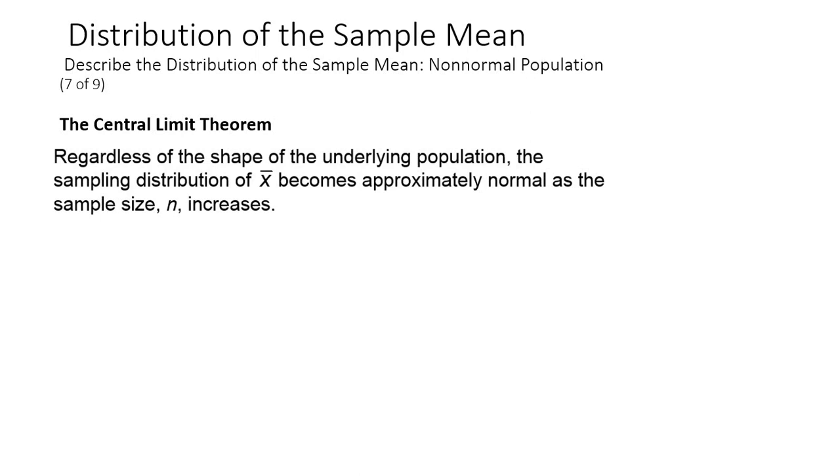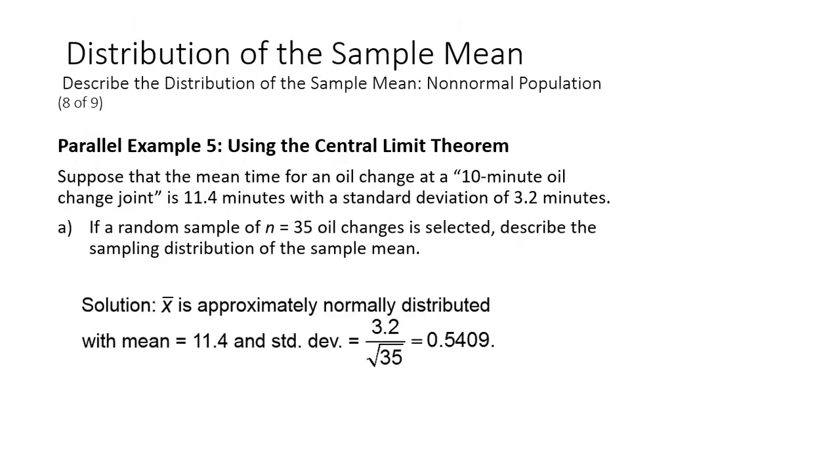So in other words, if you have a sample of size 30 or more, you're going to assume that the sampling distribution of sample mean is approximately normally distributed. Let's look at a simple example to apply the central limit theorem.